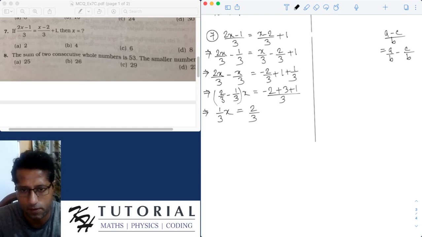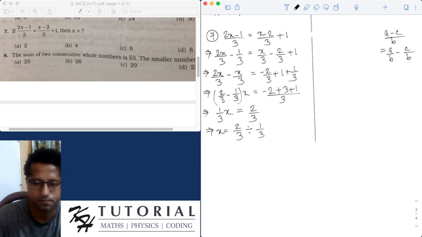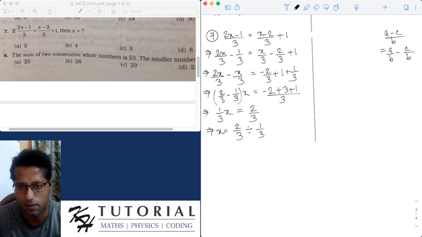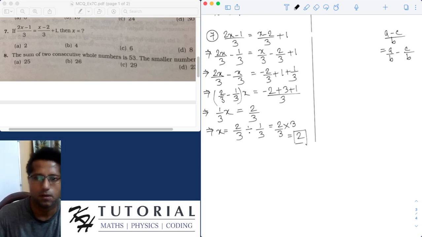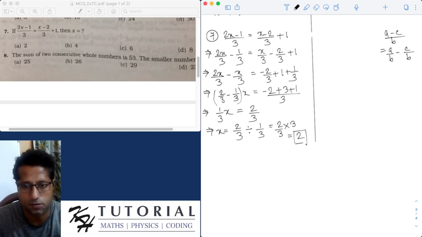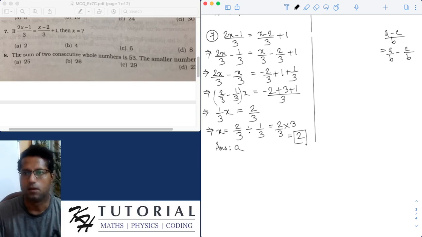So we have got 1 by 3x equals 2 by 3. So from here we can say that x equals 2 by 3 divided by 1 by 3. Now this is nothing but 2 by 3 multiplied by the reciprocal of 1 by 3, that is 3. This is 2. So 2 is the solution, and so the correct choice is A.